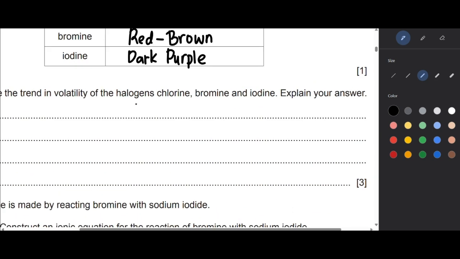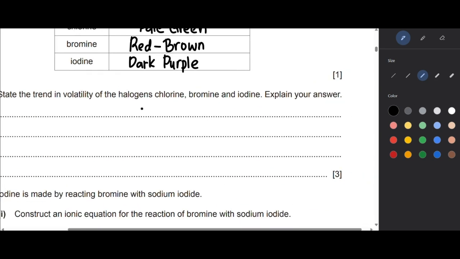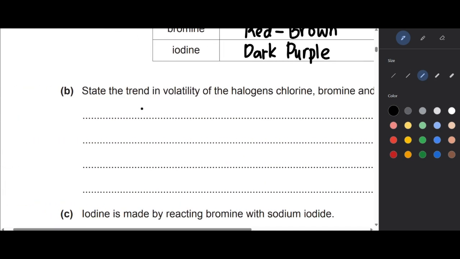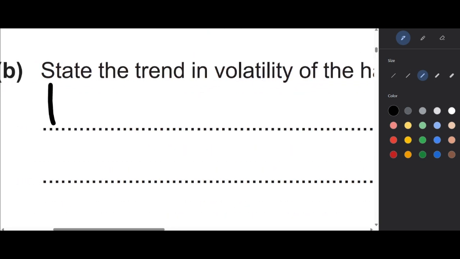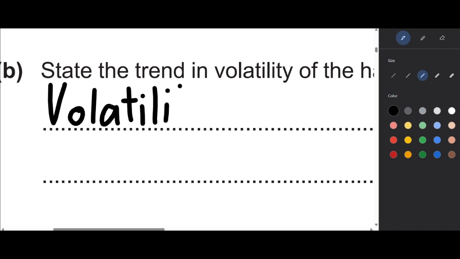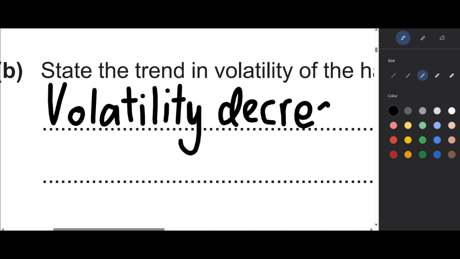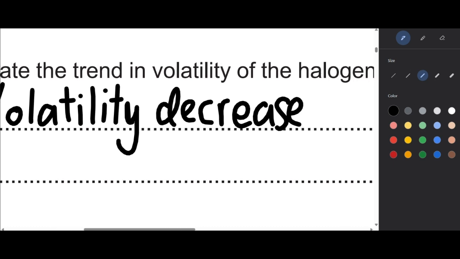State the trend in volatility of the halogens, chlorine, bromine, and iodine. Explain your answer. When the molecule is getting larger, the intermolecular force or van der Waals force becomes stronger and needs more energy to break. So the volatility decreases down the group.